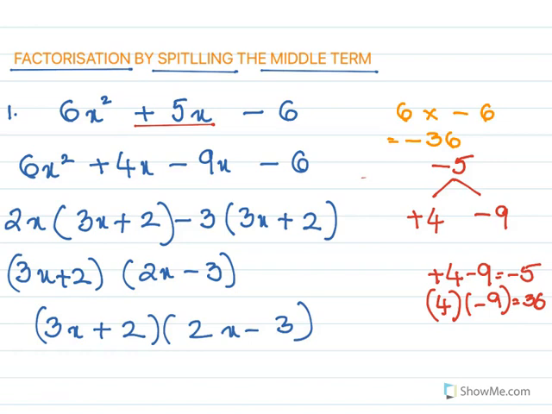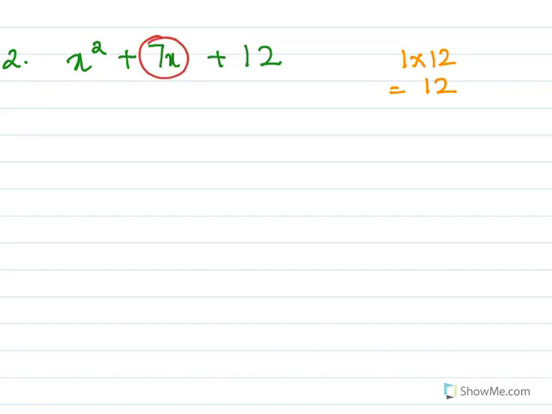2x minus 3. For the second sum, here we will take x square plus 7x plus 12. Now we need to split the middle term, means we need to split 7x. For which we will first take the coefficient here, which is 1, and this is 12. So we take 1, the first term, and the last term. So 1 into 12 equal to 12. So we write the factors of 12, and remember we need to get 7. 1 into 12 will not give us 7. Then we have 2 into 6, which will also not give us 7.